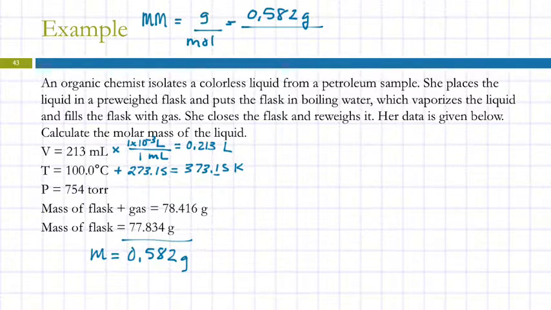And then this time it's in torr instead of millimeters of mercury, but torr is just another name for millimeters of mercury. So we need to convert to atmospheres. 1 atmosphere is 760 torr exactly. That gives 0.99210 atmospheres.